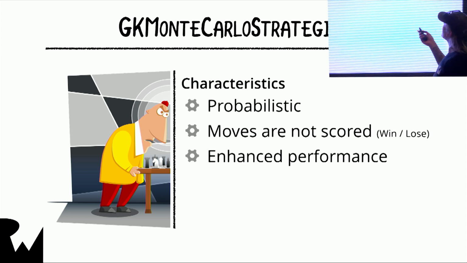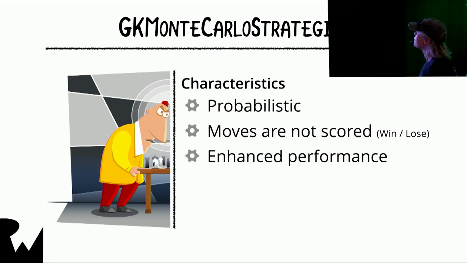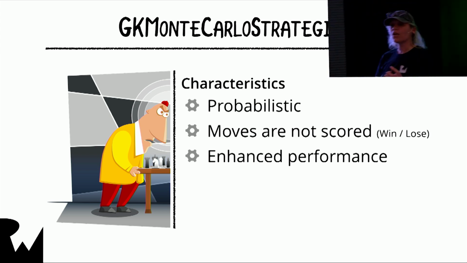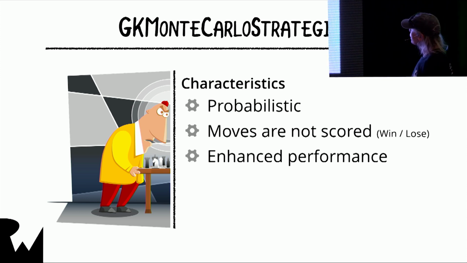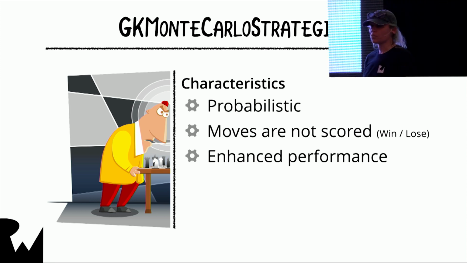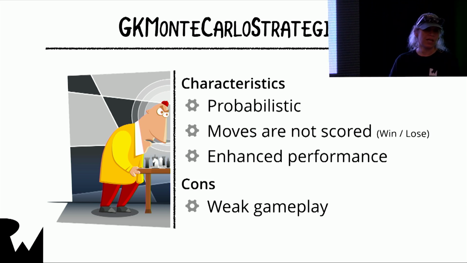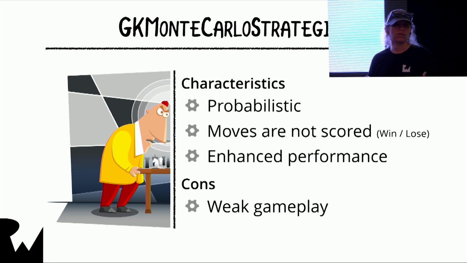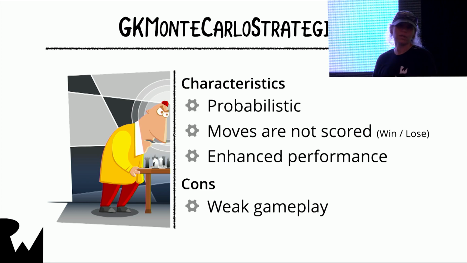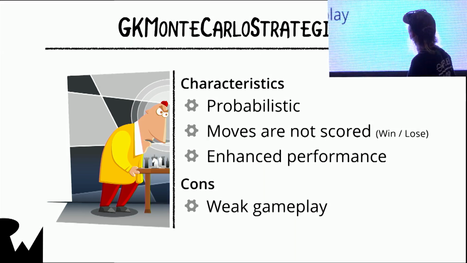All right, so the GKMonteCarloStrategist is probabilistic. The moves are not scored. It only cares about winning or losing. And with that, you get the enhanced performance. But with enhanced performance, you get weaker gameplay, right? Because there's not a whole lot going on. It's just a little bit weaker, but hey, we don't care, win or lose.